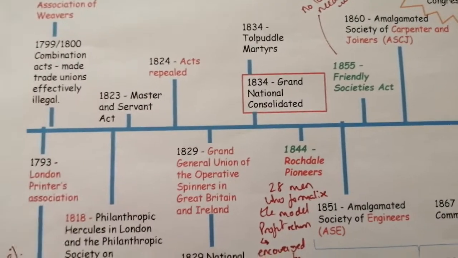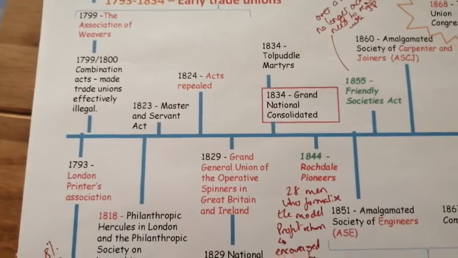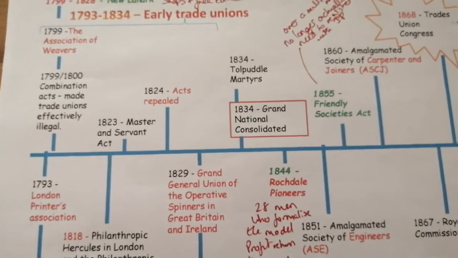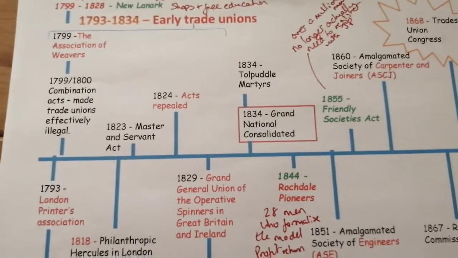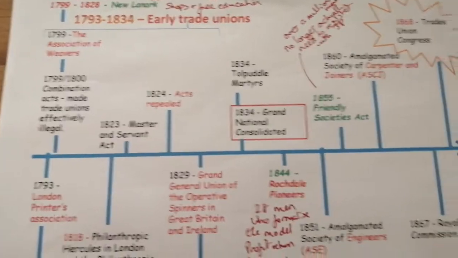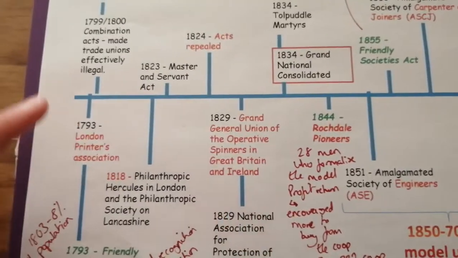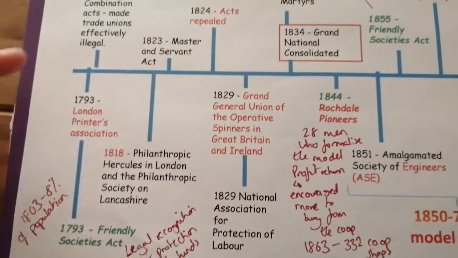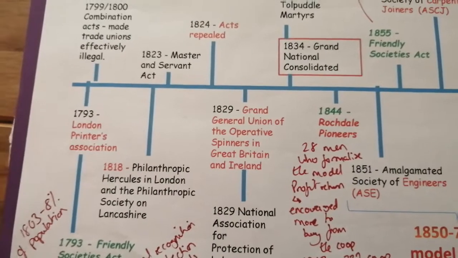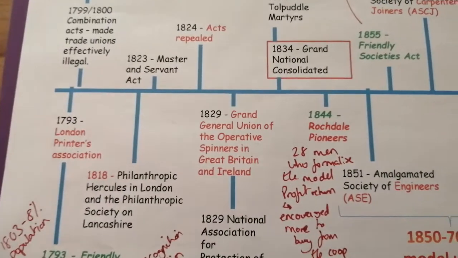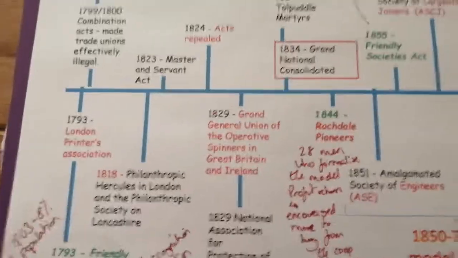Now what we're going to have a look at is the trade union. So I'll use a different colour pen for this. I'll use blue. And we're going to start right at the beginning, because that's what we did quite a while ago now, it feels. So we're going to have a look at the London Printers Association, which again is the same time as our Friendly Societies Act. So you would think it would have quite a bit of influence, but it doesn't, to be fair.